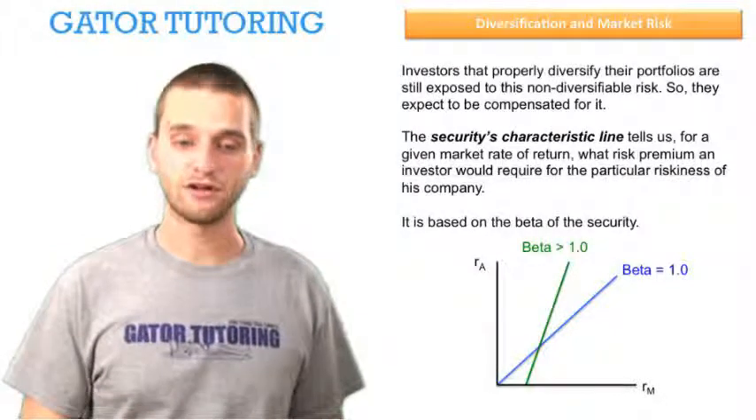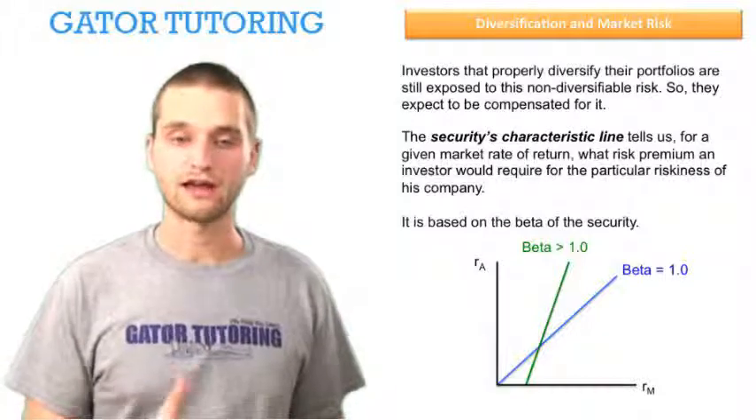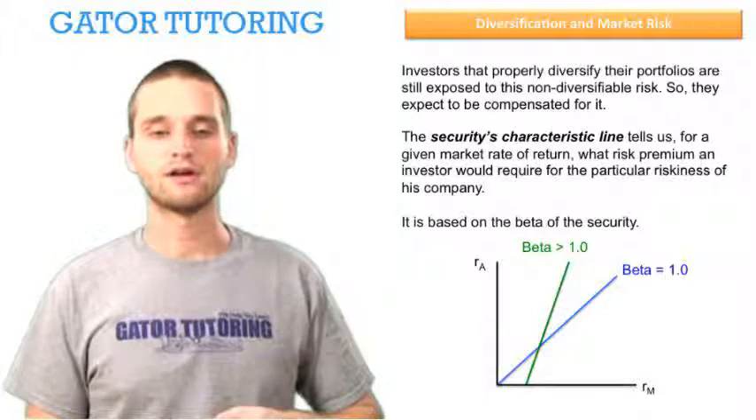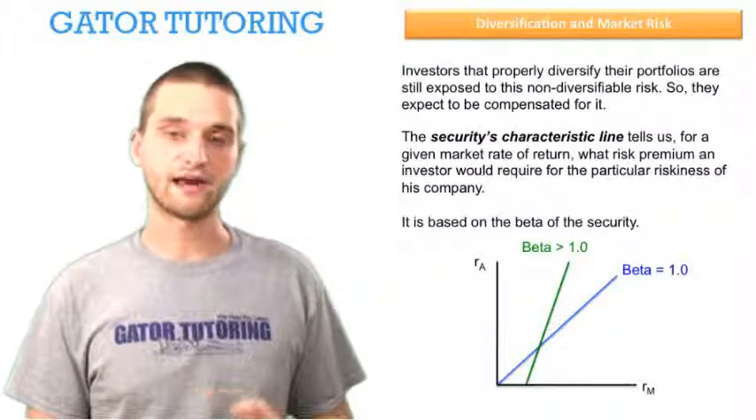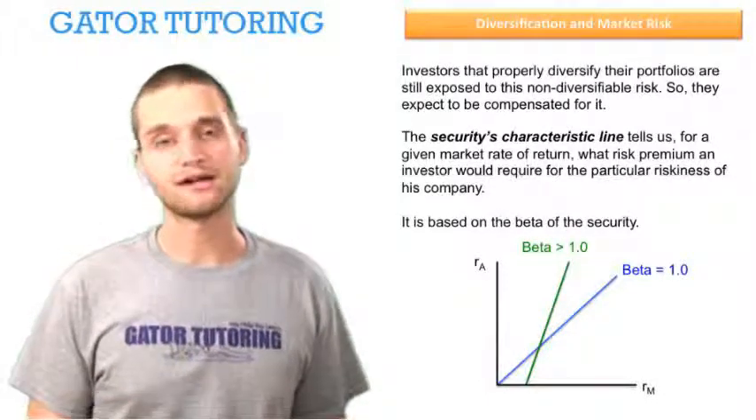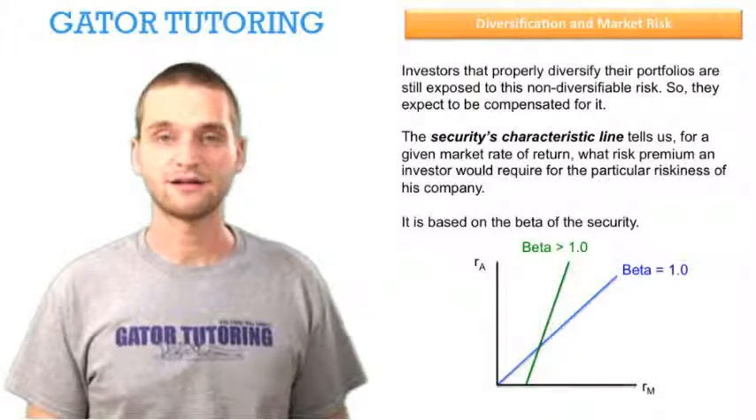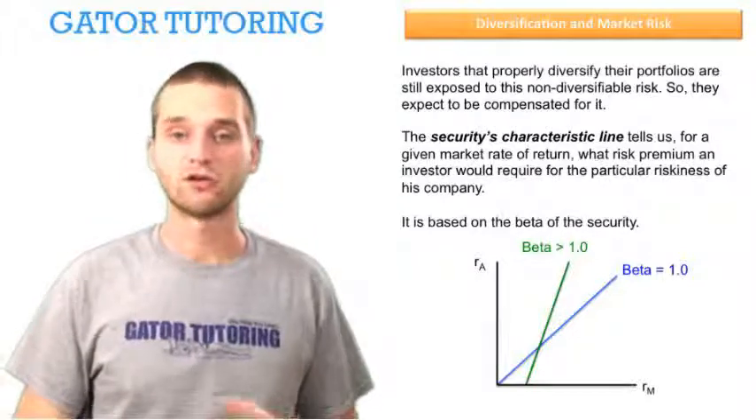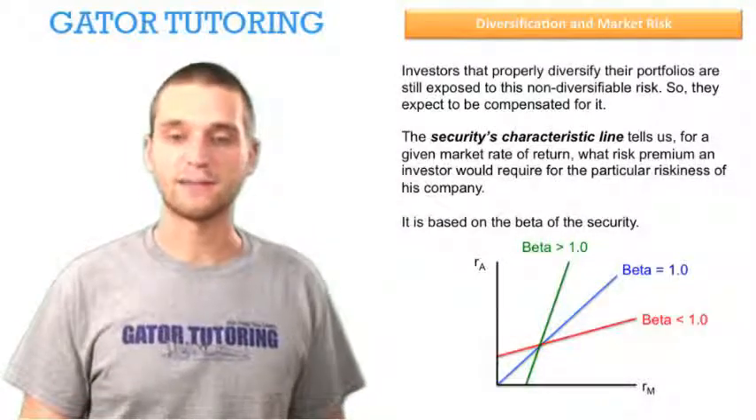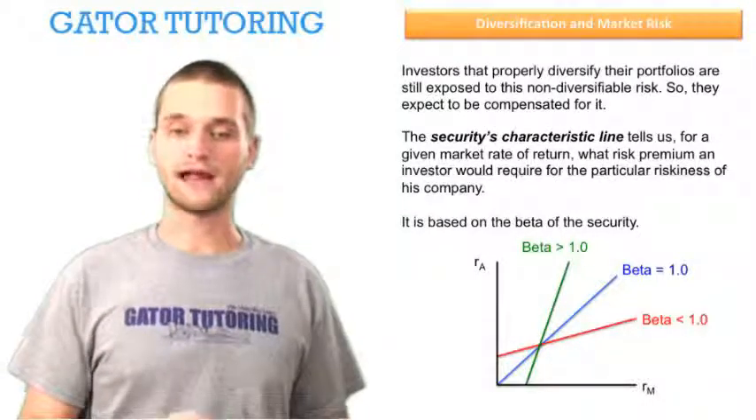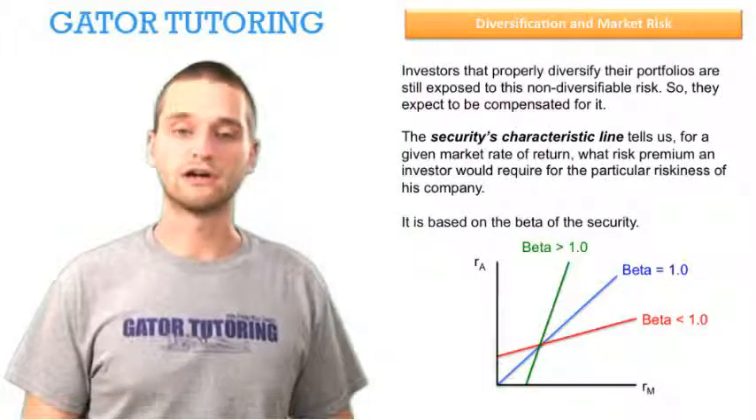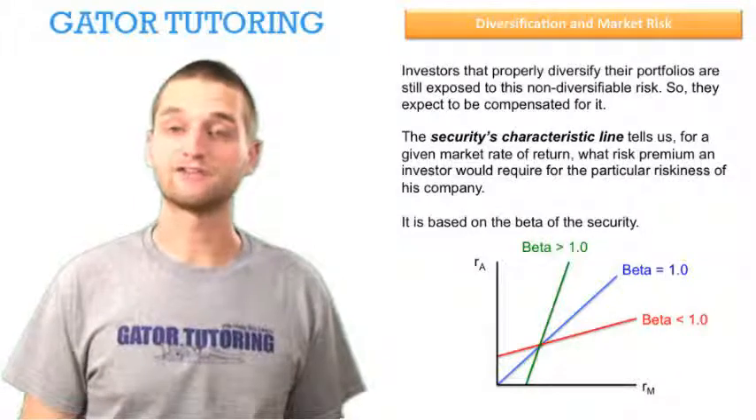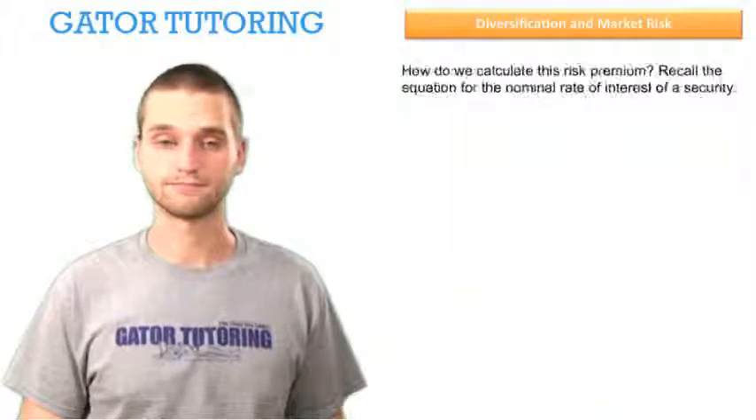Now, if the beta of the security is greater than 1, you're going to get a security characteristic line that looks like this. And this basically says if you pick a rate of return on the x-axis, the market, go up to this line and then go over to the y-axis, the return for security A is going to be higher because it's more risky. That's what a beta greater than 1 means. And if the beta is less than 1, it's going to be flatter. It's going to look like this. So for a given market rate of return, the required rate of return on security A is going to be less than that market rate.